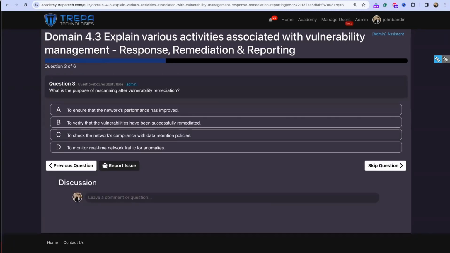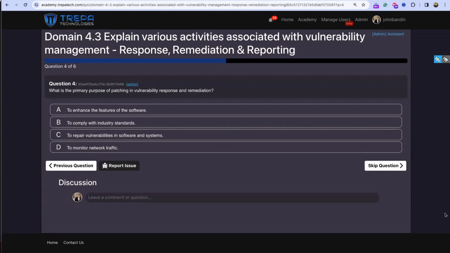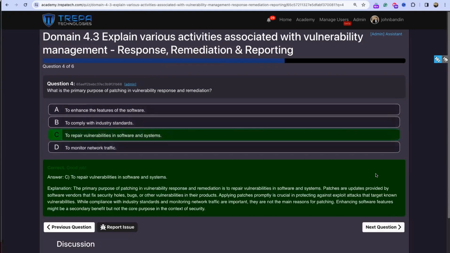Question 3. What is the purpose of rescanning after vulnerability remediation? It's kind of like going over zero trust as well. Never trust, always verify. We just should always verify, right? We need to re-verify. We do that by rescanning, okay? Question 4. What is the primary purpose of patching in vulnerability response and remediation? That's going to be C, to repair vulnerabilities in software and systems.